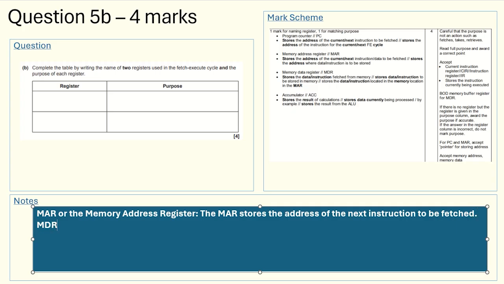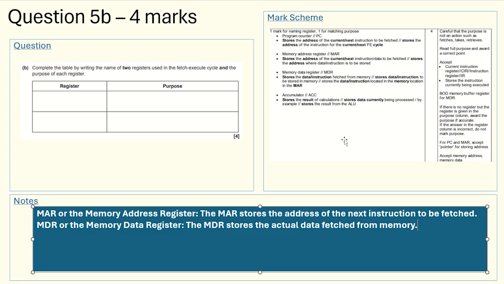And then the MDR, so the D, we know is the data register, so the memory data register, or memory data register, and the MDR stores the actual data fetched from memory. Okay, so they're really the 2 easiest ones to put in there.